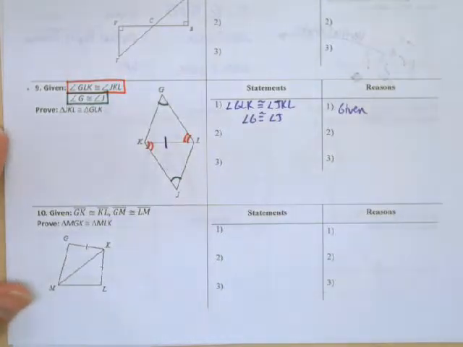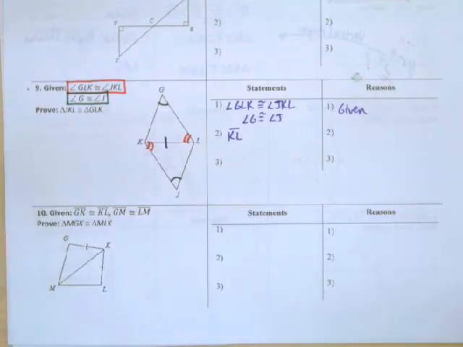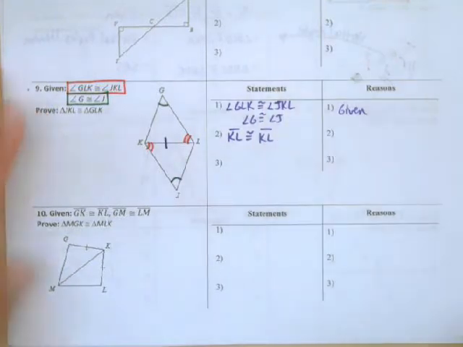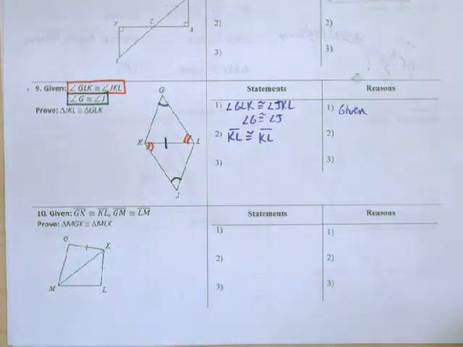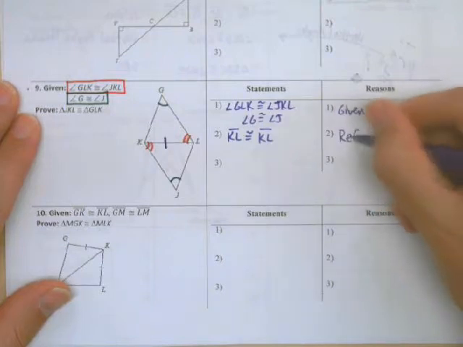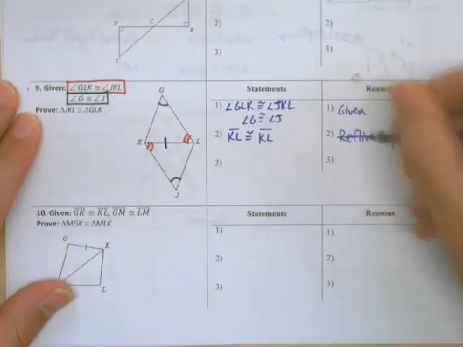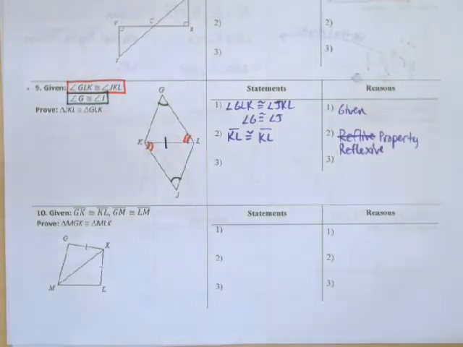Line 2 is where we're going to talk about the shared side. The shared side is capital K, capital L. And I have to say it's congruent to itself. The reason I write KL twice is because it belongs to both triangles. A shared side uses the reflexive property. I apologize for my poor spelling on this video.